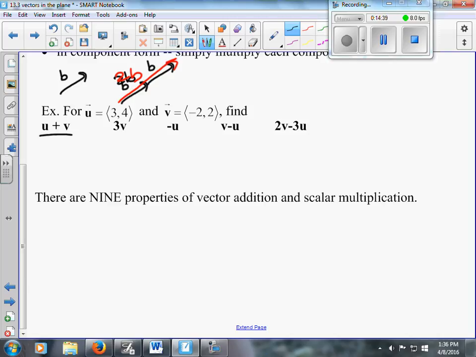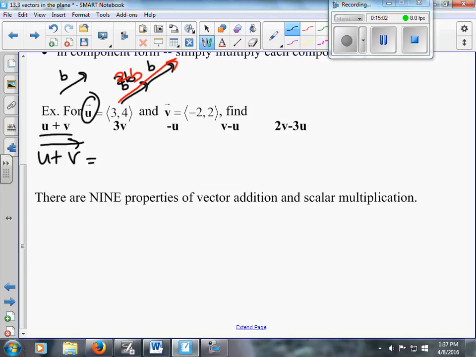Okay, negative u is just opposite u, and in that you just negate your components. So negative 3, negative 4. And now v minus u is just v plus negative u. So I can take negative 2 and negative 3 and get negative 5. Or you could think about it as negative 2 minus 3.